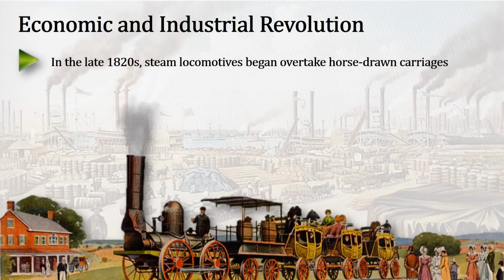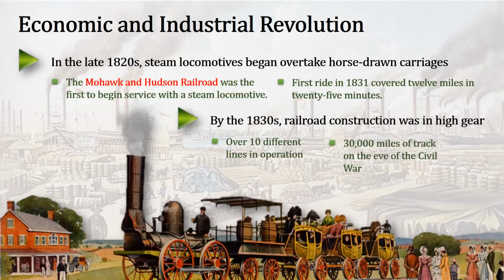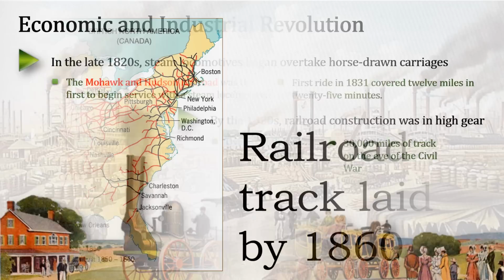By the late 1820s, steam locomotives began to overtake horse-drawn carriages, enacting a revolution in transportation. The first one was the Mohawk and Hudson Railroad, and it began service with a steam locomotive. The first ride was in 1831, and it covered 12 miles in just 25 minutes, which was a pretty impressive undertaking for the time. By the 1830s, though, railroad construction was in high gear. We had over 10 different lines in operation. Over 30,000 miles of track had been laid on the eve of the Civil War.